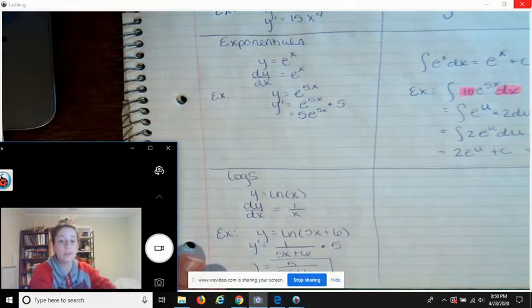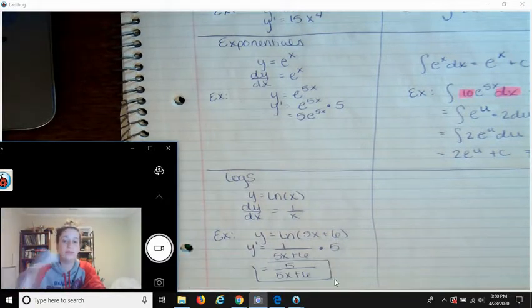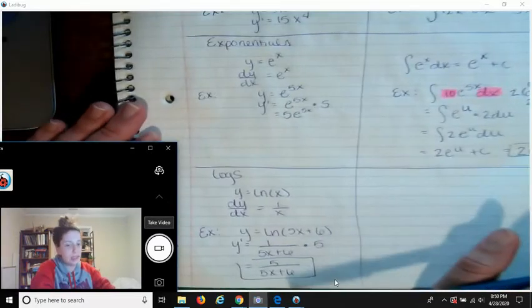Okay? Oops. Let me hide this little guy so it's not in the way. There. Okay, there it is. All right, now integrating.